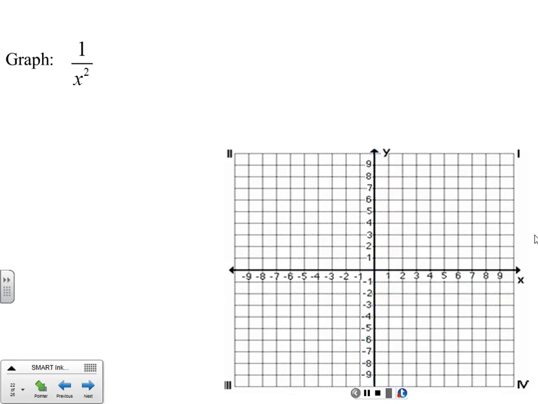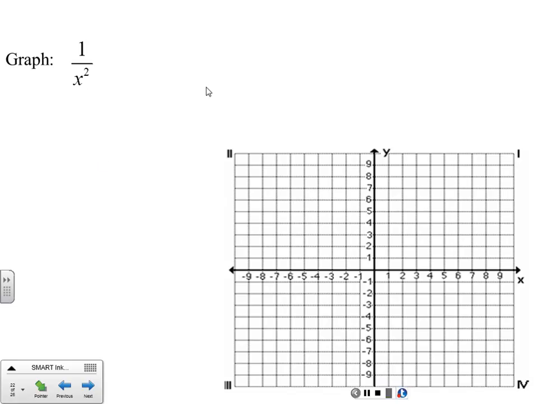Okay, so what happens if you square the bottom? If you square a negative number, what happens? You get a positive. Negative 2 times negative 2 is positive 4. So every time I plug in a negative x value, what kind of y value am I going to get? Positive. So this square down here is going to put me in quadrant 1 and 2. So this is another basic curve that you need to know.